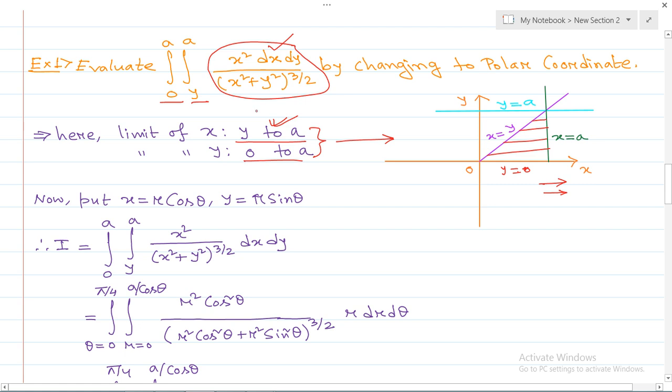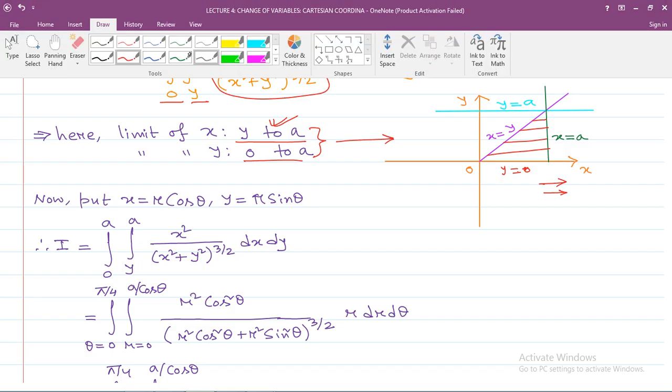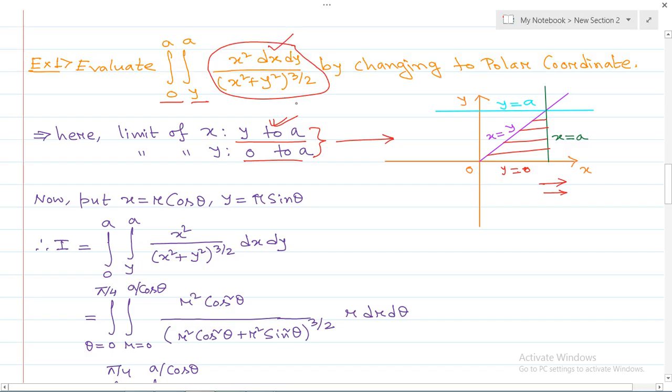Now we have to first convert this in terms of r and theta. So we put x equal to r cos theta and y equal to r sin theta in this expression. But whenever we convert into r and theta, remember that the limits are also going to change, and they will now come in terms of r and theta. So we have to find the limits of r and theta. How to find them?